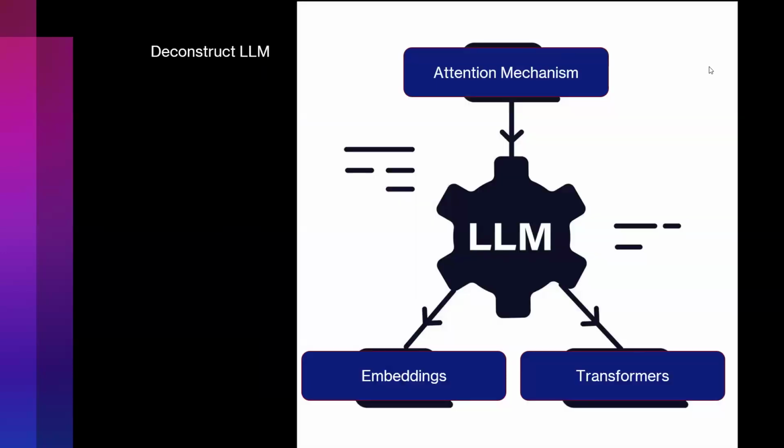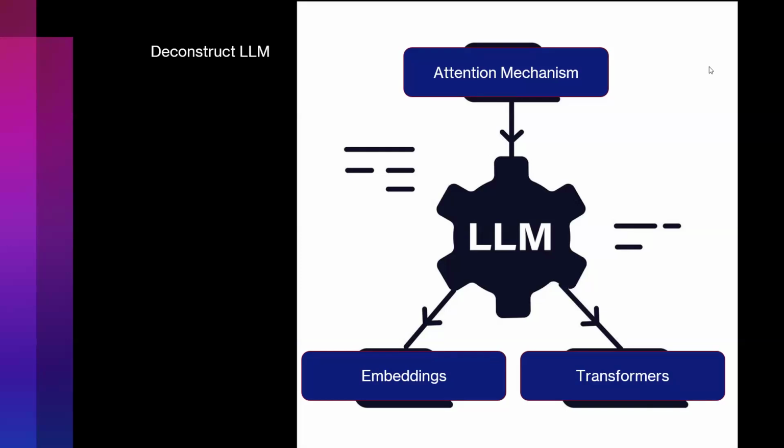Now we deconstruct the LLM. In this LLM deconstruction, there are 3 parts: attention mechanism, embeddings, and transformers. The attention mechanism allows the model to focus on relevant parts of the input text, improving its understanding of context and meaning. This is like our input. Whatever we give, it has to read that first and understand it properly.